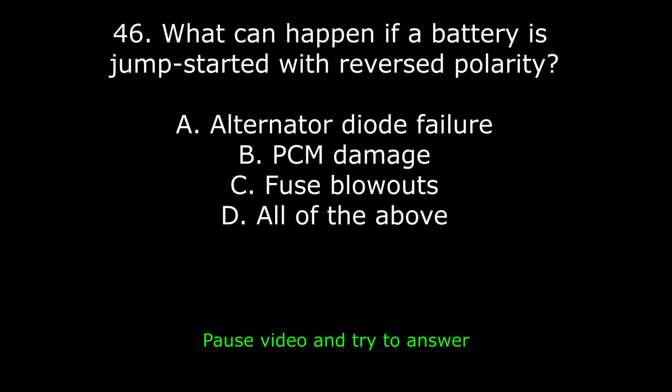46. What can happen if a battery is jump-started with reversed polarity? A. Alternator diode failure. B. PCM damage. C. Fuse blowouts. D. All of the above. Answer: D. All of the above. Explanation: reversed polarity sends current backward, damaging electronics and fuses.